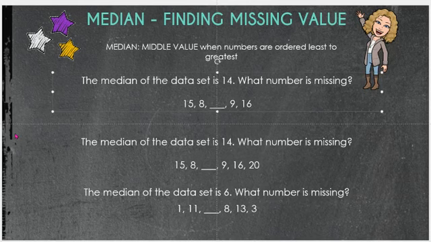Okay, let's look at a couple of median problems finding the missing values, now that we've done some median questions. We'll start out with one that is pretty basic, pretty simple. The first one here, the median of the data set is 14. What number is missing? And so we remember that when we are talking about median, we are talking about first ordering numbers from least to greatest.